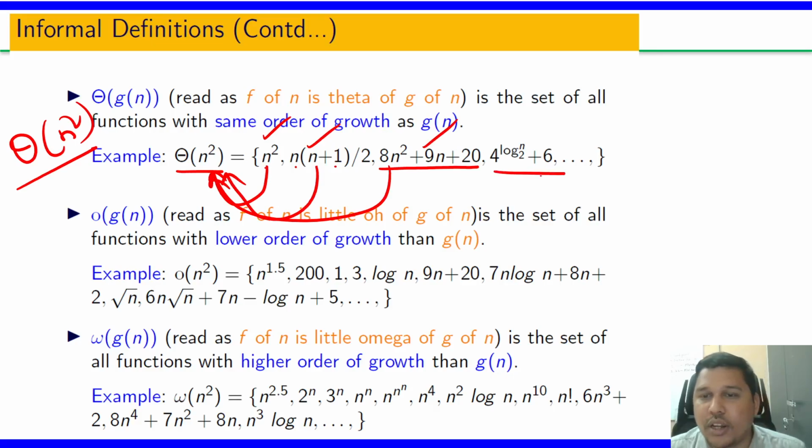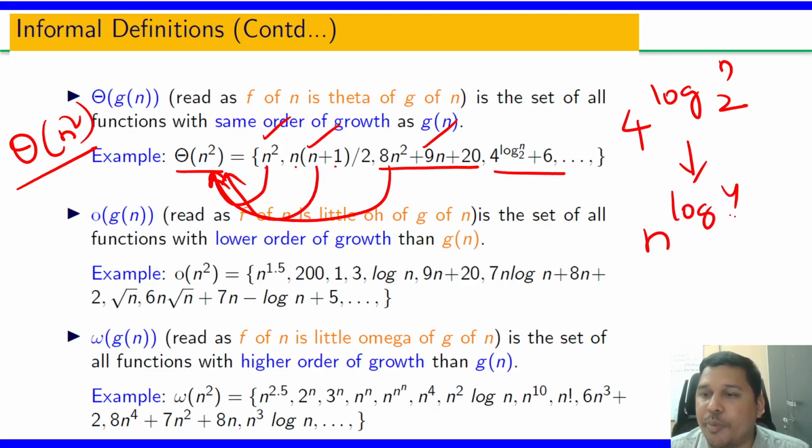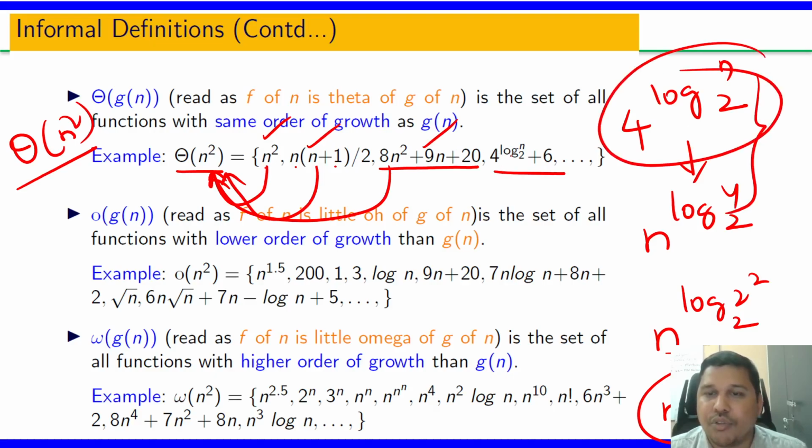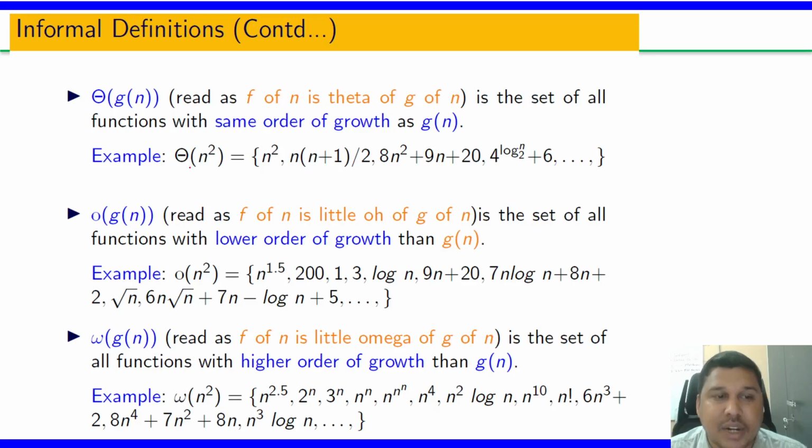See the fourth one. Why is this equal to n square? How? 4 power log n base 2 can be written as n power log 4 base 2, which is nothing but n power log 2 square base 2. This is nothing but n square. See, that's why it is n square. Some mathematical show off here to represent this differently, right? 4 power log n base 2 is nothing but n square only again. So we have to use theta notation when it is the equal case.